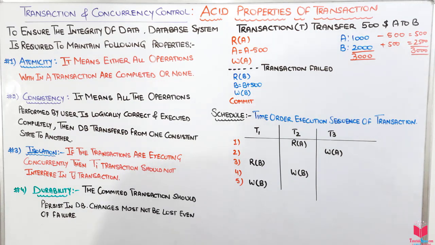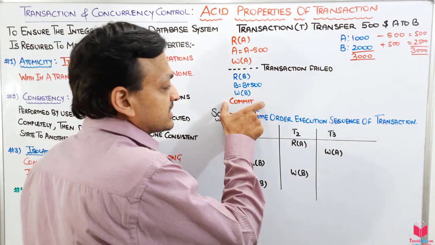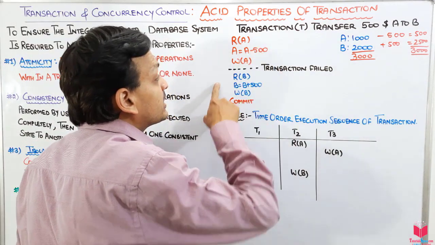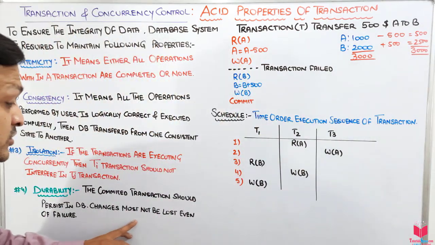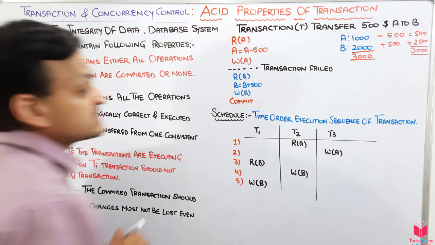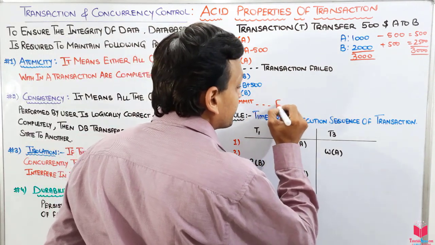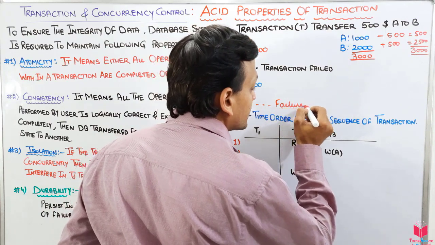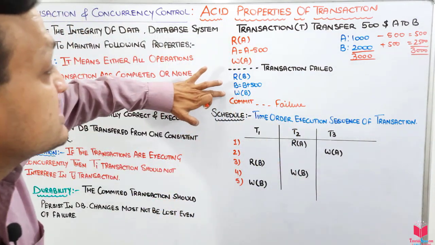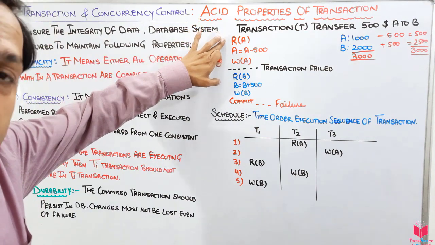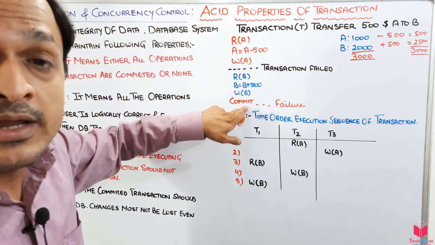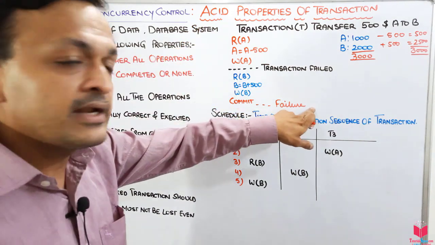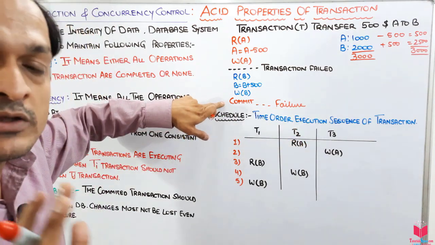After that, durability. The committed transaction should persist in the database. If there is a commit, that means we have saved all the above operations. The changes must not be lost even on failure. If there is a failure, all the changes done should persist and be reflected back to the database. No transaction will be lost if we have reached the committed point and after it we have a failure. Committed means all changes should be there.